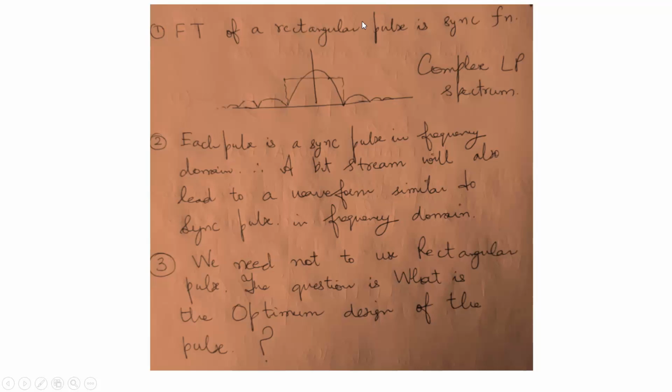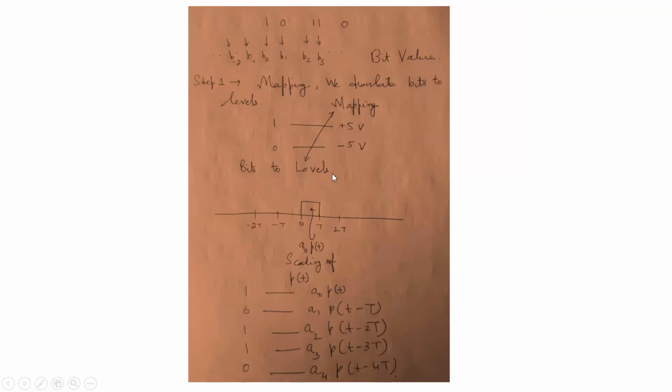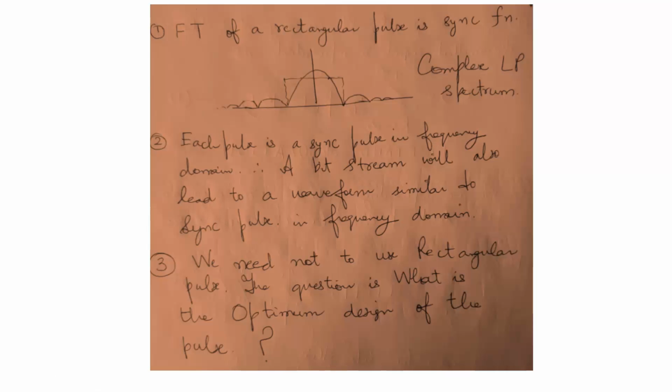Now, next, because we are taking a rectangular pulse here to represent ones and zeros, as an example. So if I'm taking a rectangular pulse, we know that the Fourier transform of this rectangular pulse is a sinc function, which is a complex low pass spectrum.